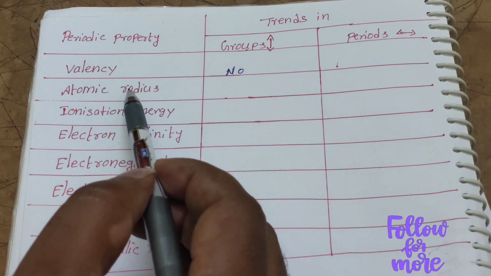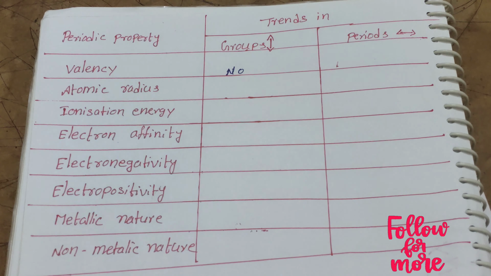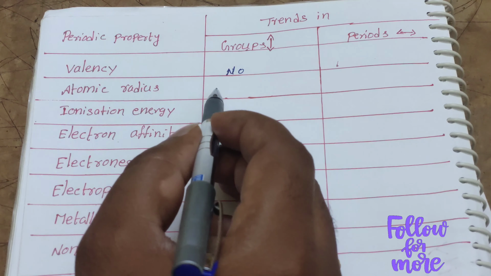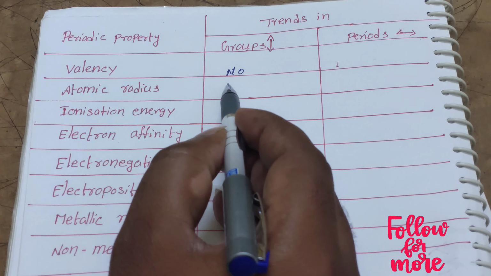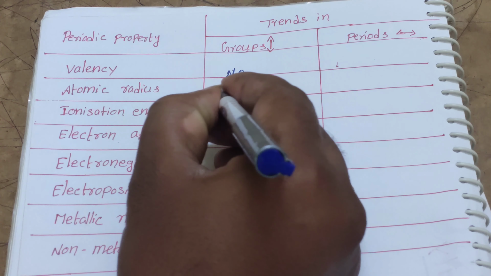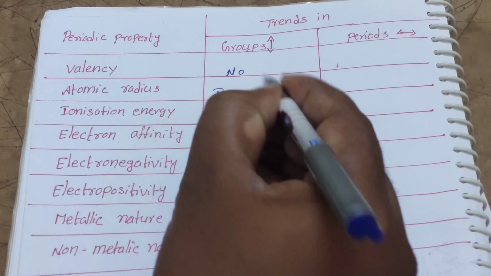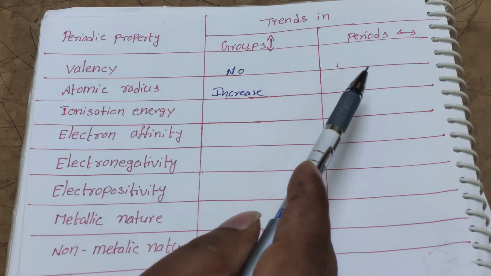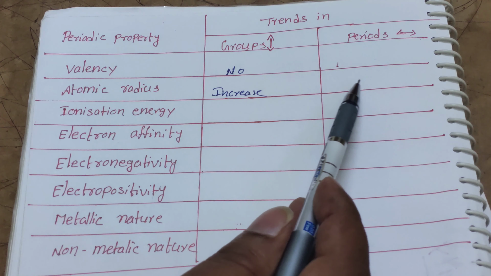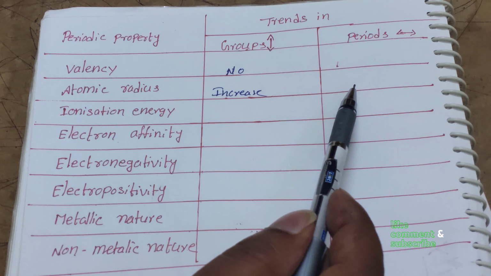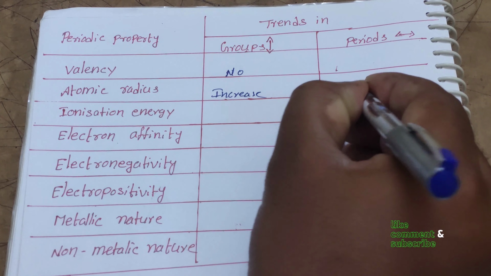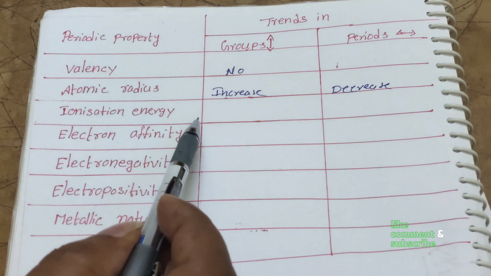Then the second one is the atomic radius. In the atomic radius, from top to bottom, it gradually increases. Why? Because each and every time the electrons enter into a new main shell. That's why from top to bottom the atomic radius increases. And in the periods from left to right, the atomic radius gradually decreases, because each and every time the electrons enter into the same main shell. That's why the atomic radius gradually decreases.